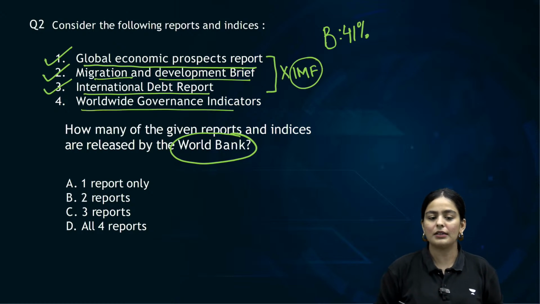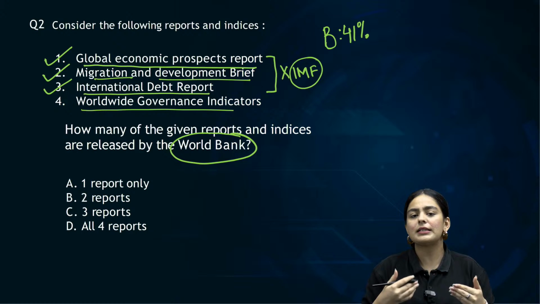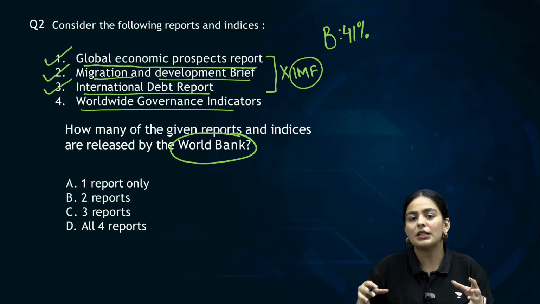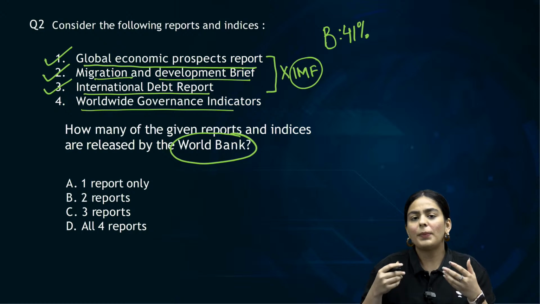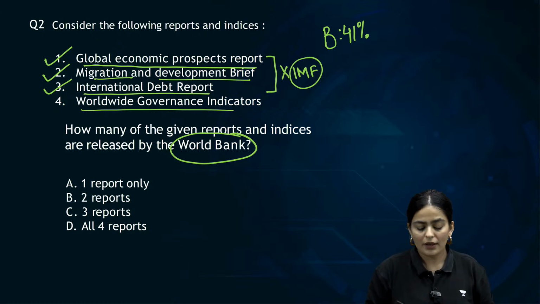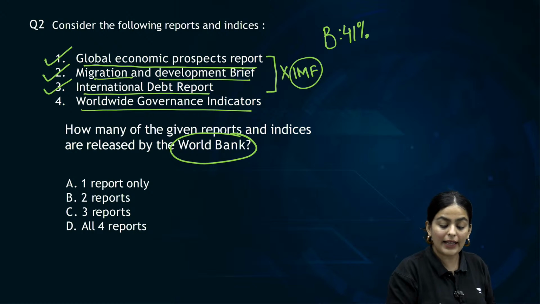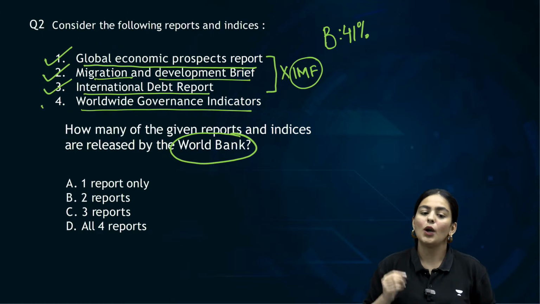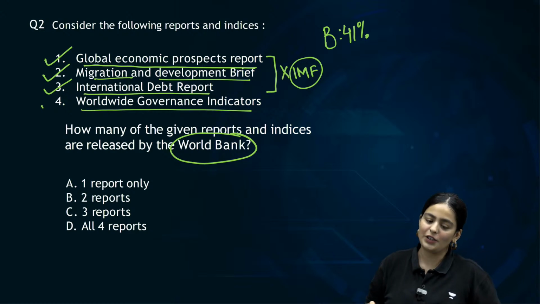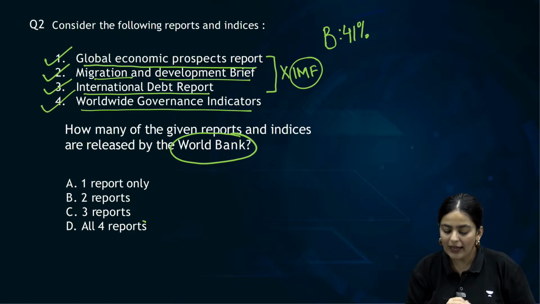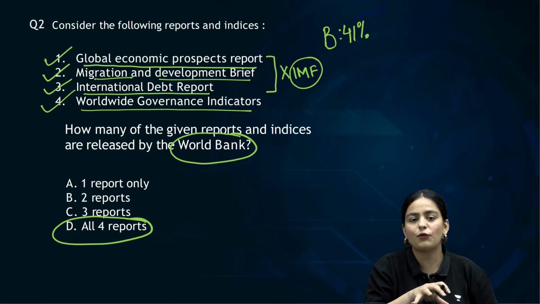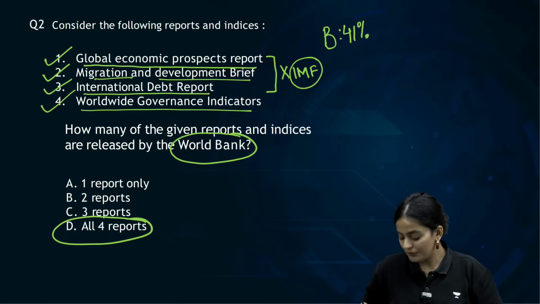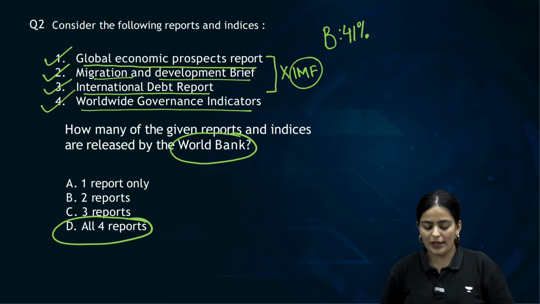Worldwide Governance Indicators is basically how governance is in different countries, with the opinion of a lot of NGOs, civil society, etc. So basically rating governance. That is the objective of this report, and that is also released by World Bank. So all of the 4 given reports are released by World Bank. The idea was to club everything together. Now that you see World Bank with these 4 reports, it is easier to remember.